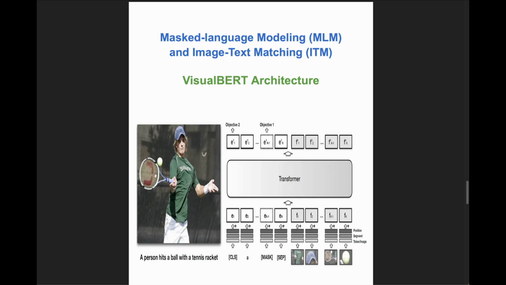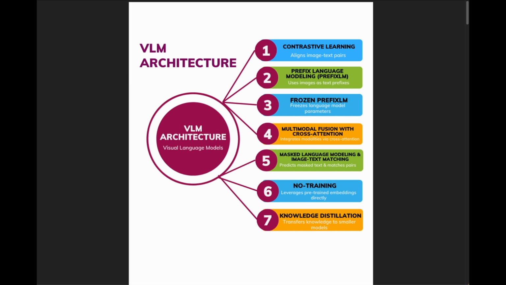This architecture illustrates VisualBERT's architecture, which is trained on the COCO dataset. It augments the MLM procedure by introducing image sequences and masked textual descriptions based on visual embeddings. The objective is to predict the missing text. Similarly, ITM predicts whether or not a caption matches the image.